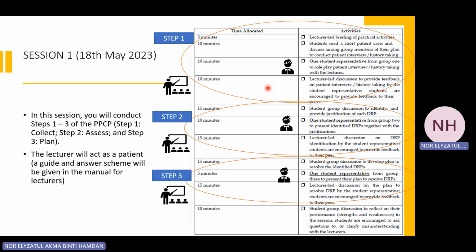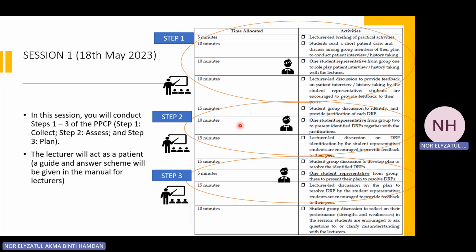So the next 10 minutes after you have conducted your role play, there will be one session of discussion. The lecturer will provide the feedback. All right, so step 1 is done. Continue with step 2.